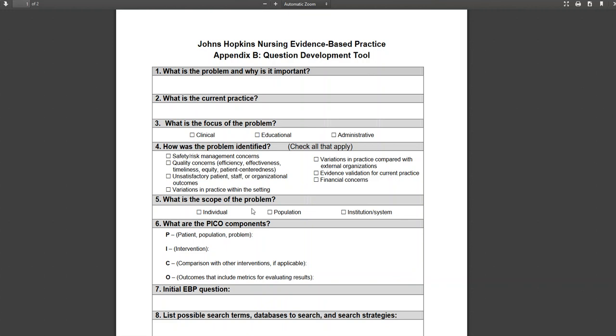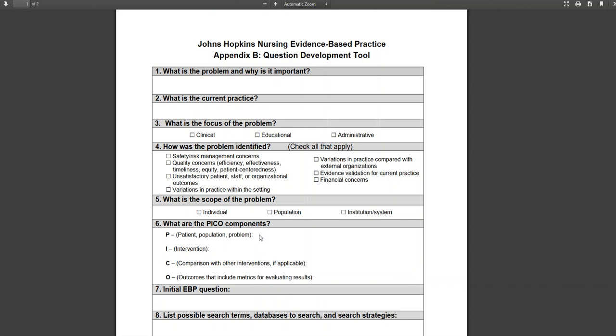Then you're going to choose the scope of the problem. So this one sounds like it would be institution-wide, right? And then you're going to outline the PICO components using this information above. So for the IV tubing question, what are the components? So let's just say my patients or my population or my setting would be the acute care setting. And maybe I saw it the worst in ICU. Okay, so I'll say the critical care setting.